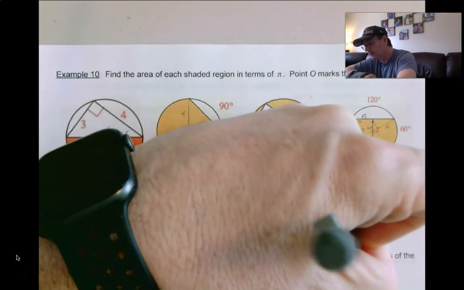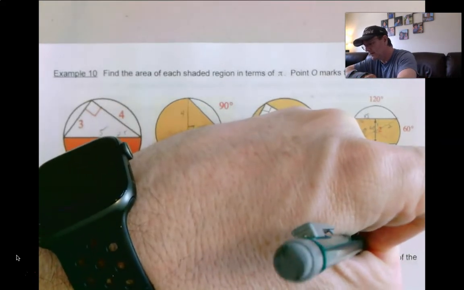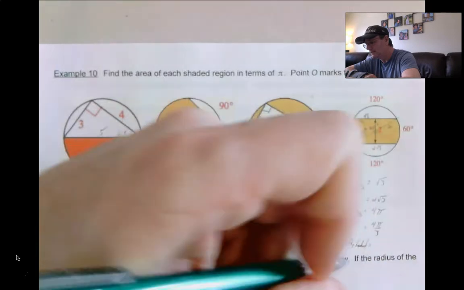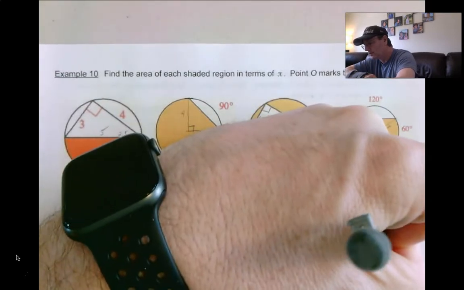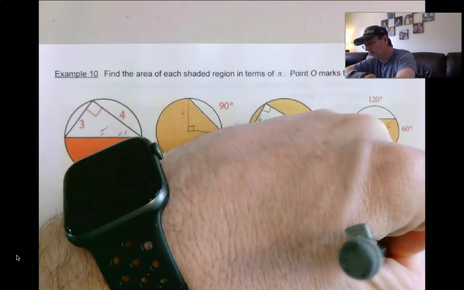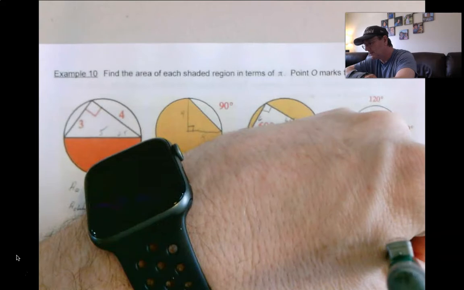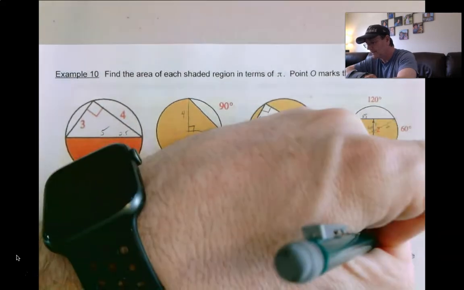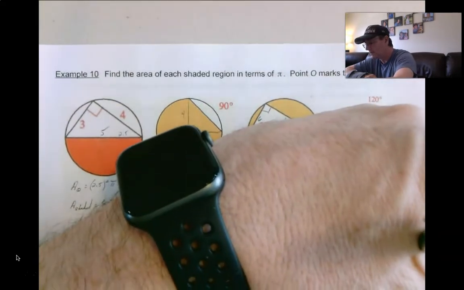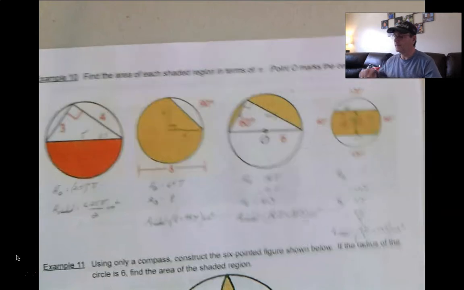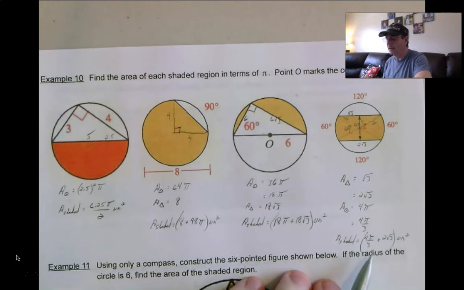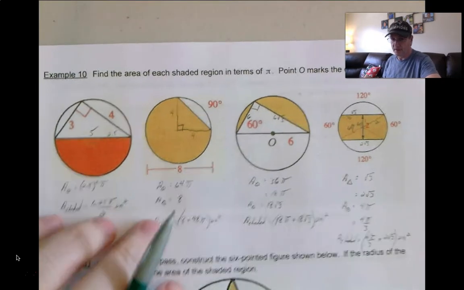So the area of the shaded region is equal to 4 pi over 3 plus 2 square root 3 units squared. And if you want to get a common denominator, you can. You don't have to. All right, number 11.